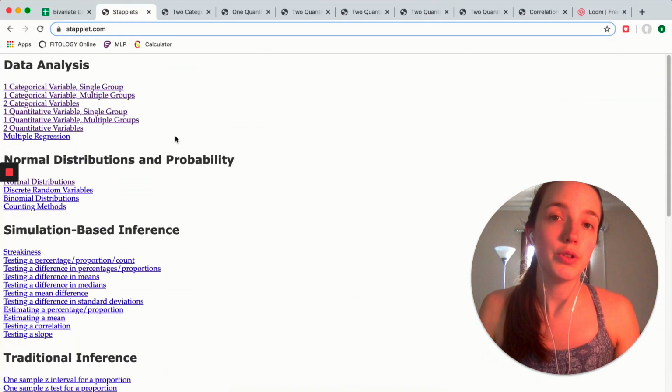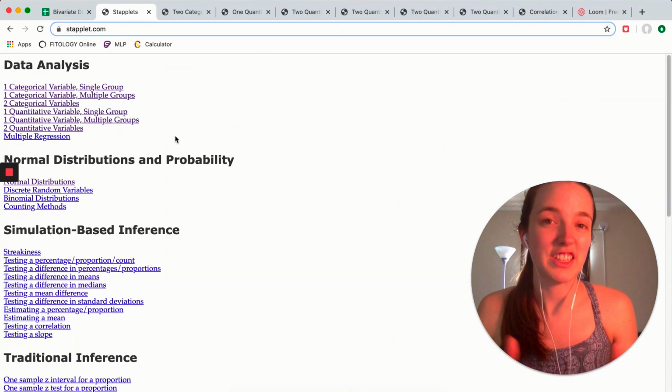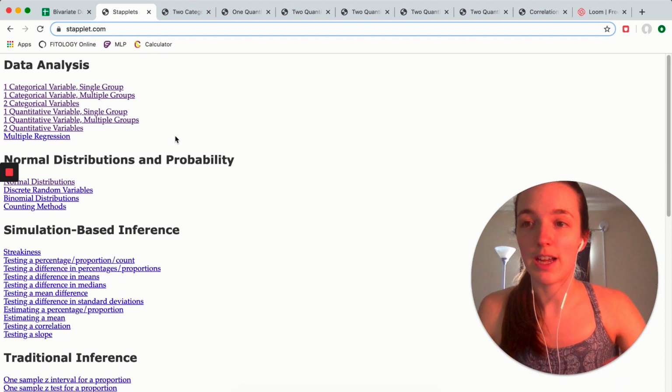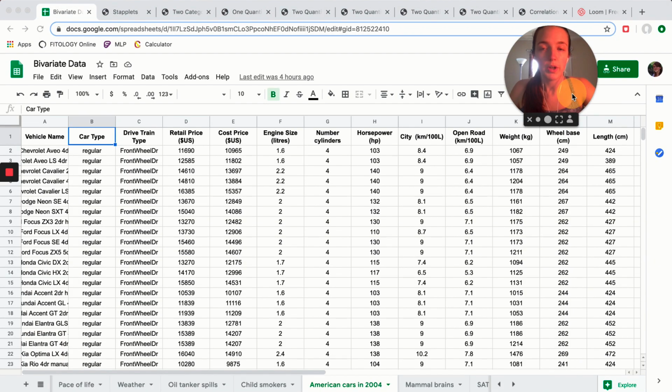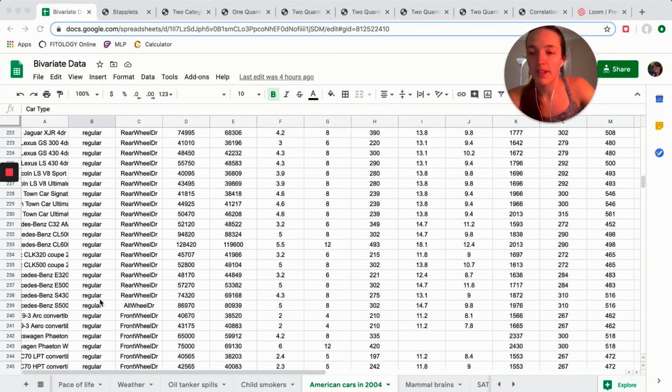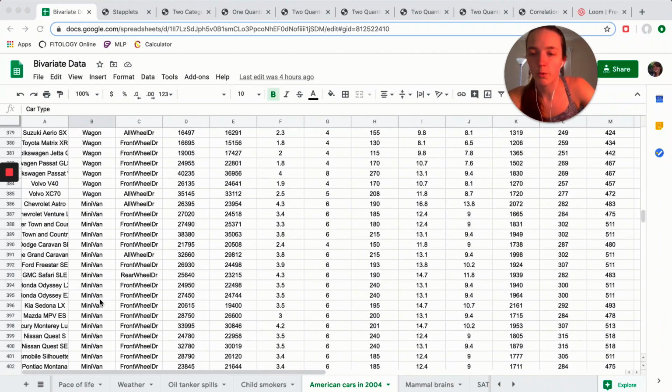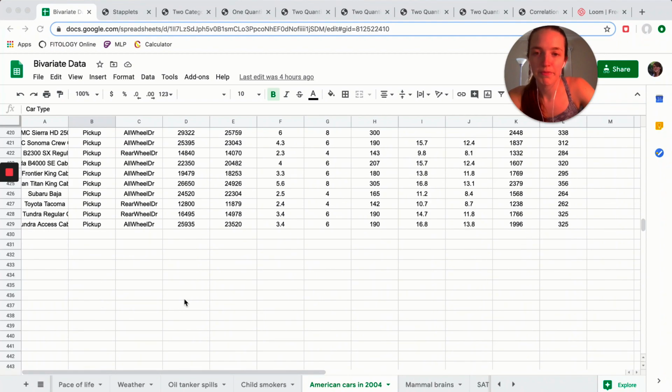So we're going to start with two categorical variables because we've actually done that already. If I go to Scatterplot, same website we were using in the last unit, I can choose two categorical variables. When you look at the spreadsheet, there's lots of different data sets along the bottom. Right now I'm just looking at American cars in 2004. So car type, there's an example of a categorical variable. We've got regular, SUV, sport, wagon, minivan, pickup.